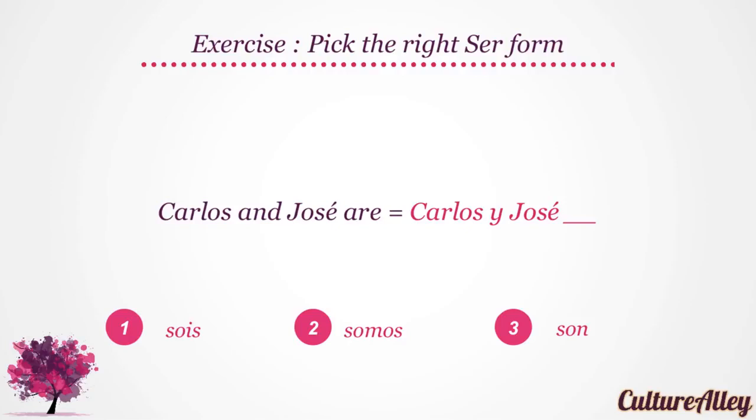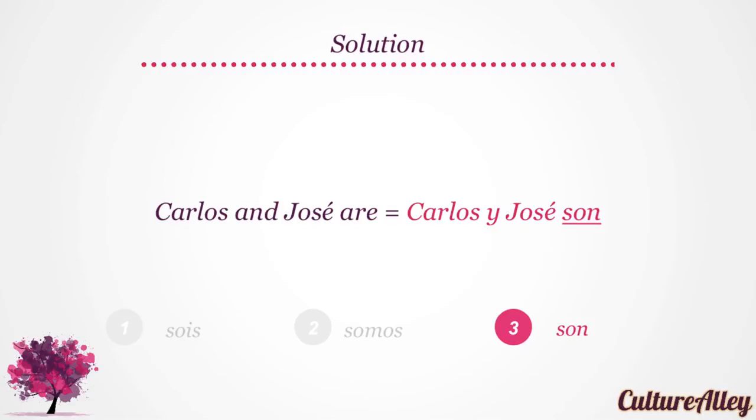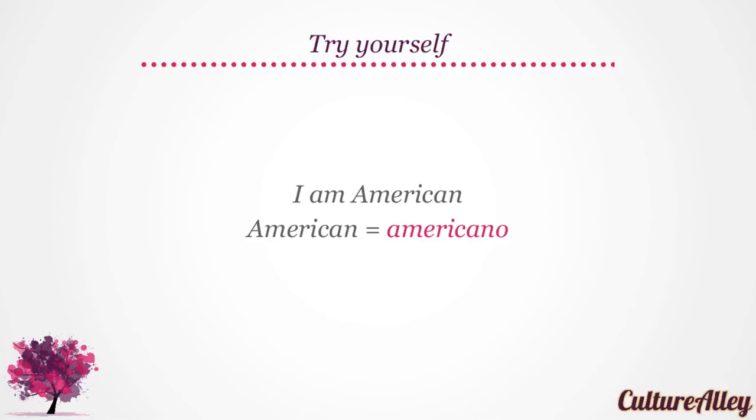Will you say Carlos y José sois? Or Carlos y José somos? Or Carlos y José son? Try thinking of the pronoun and then of the form of ser. Carlos and José are translates to Carlos y José son. If we were to use a pronoun, we will say ellos son. Excellent. All right, now some more.